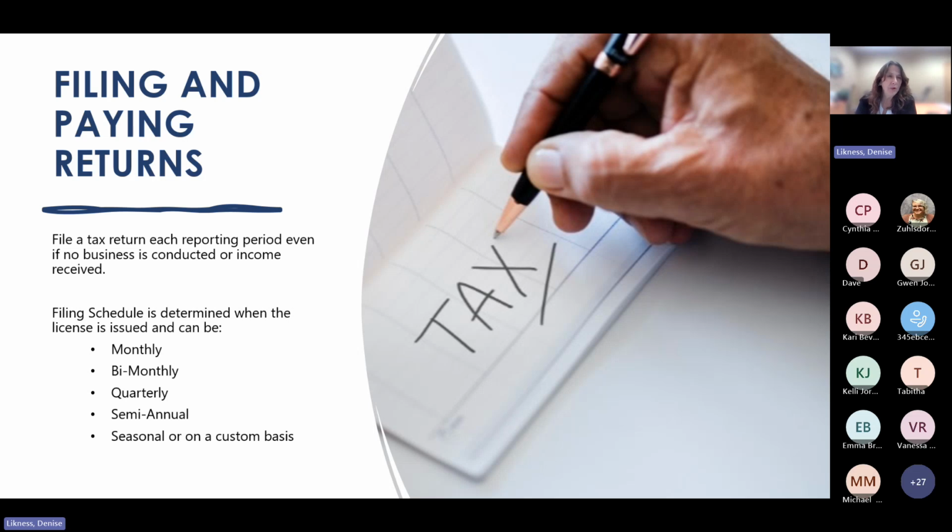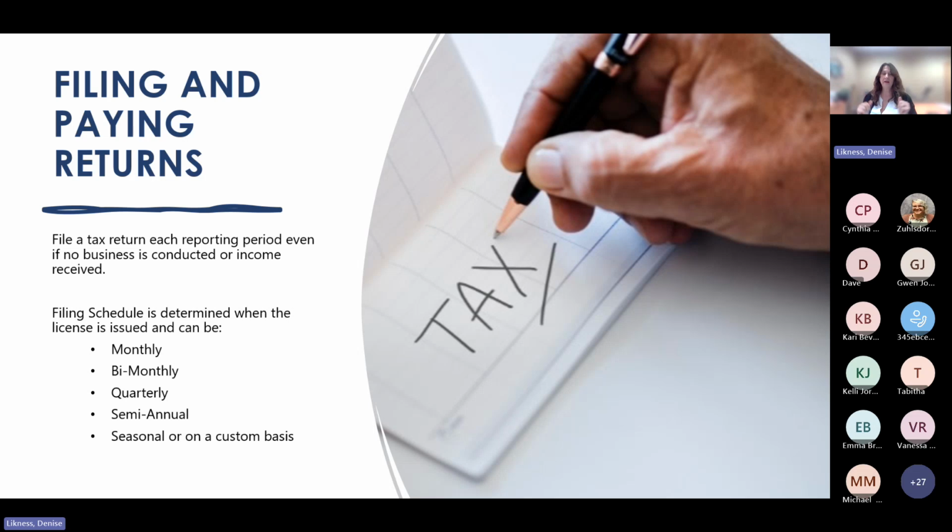File a tax return each reporting period, even if you don't have any business conducted or income received. Let me say that again, because I say that almost every single time I talk to someone on the phone. If you have a sales tax license and you've been filing returns on a regular basis, and all of a sudden June comes along and you don't do anything, you take a vacation, so that return is going to be nothing. You didn't sell anything. You took a vacation, a hiatus. Always file the return.